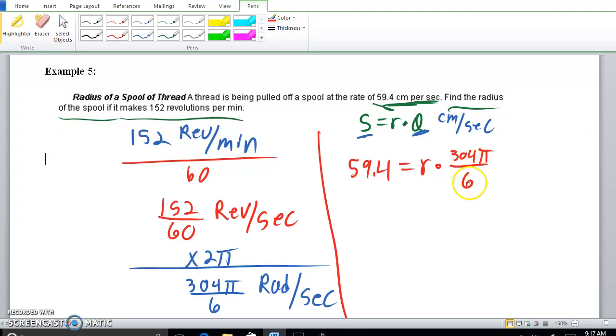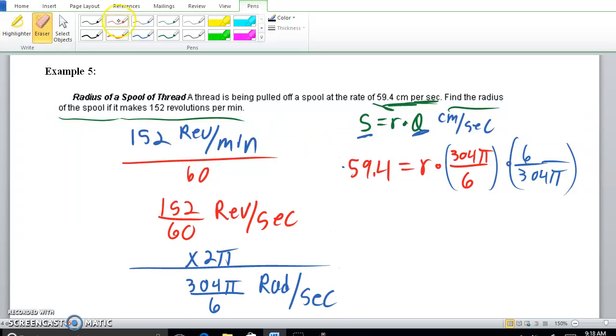Like I said, you can reduce this fraction if you want, but at this point, I'm about to put it in the calculator. So what I'm going to do is multiply by the reciprocal on both sides, or you can divide if you want. It doesn't really matter. And so then over here, I'd multiply by, let me see, get that out of my way.